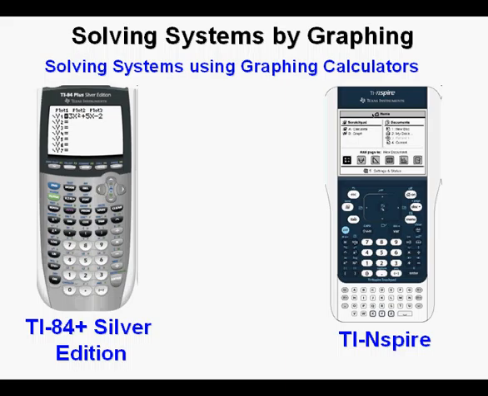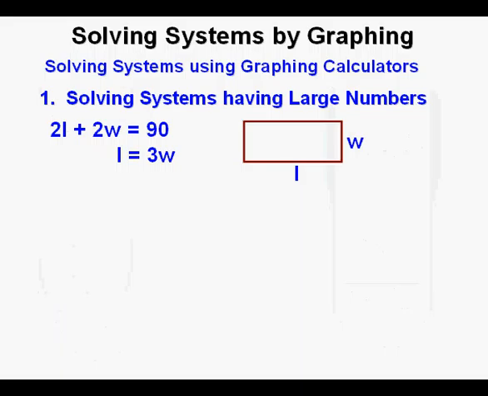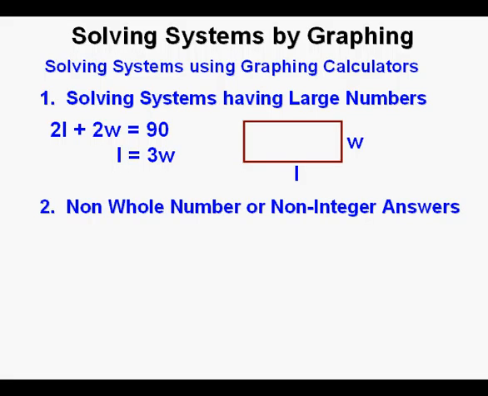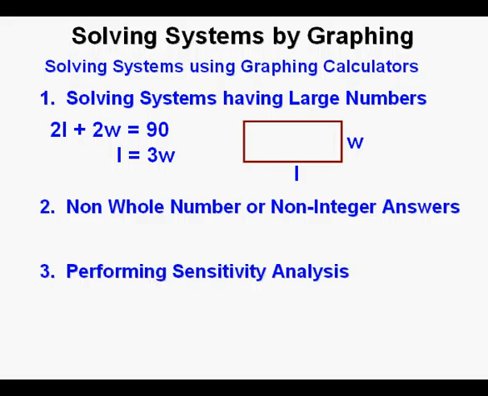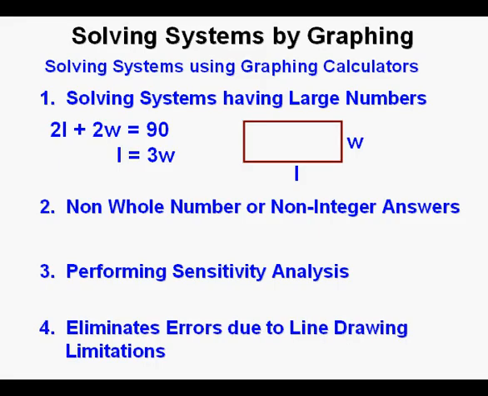It can help us first in graphing systems with very large numbers, such as this system we can use to find the side lengths of a rectangle. It also helps us if the solutions are non-integer or non-whole number answers. It helps if we need to do a sensitivity analysis. A sensitivity analysis is where we look at how changes in factors will affect the problem. With the graphing calculator, this sensitivity analysis is very quick. And finally, when drawing lines, it's easy to make errors. Having two lines, both of which can be inaccurate, can compound human error. There's even error due to drawing line thickness, which using the graphing calculator will eliminate.